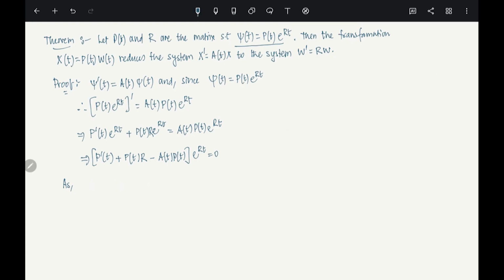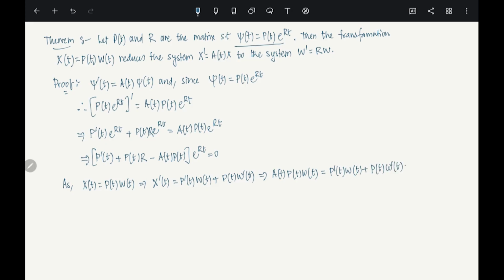So what I'm trying to say is this. x of t is P(t) times w(t), right? So what does that give us? x prime of t is nothing but P prime of t w(t) plus P(t) w prime of t. Now what does that imply? What is x prime of t? It's nothing but A(t) times x(t). x of t is nothing but P(t) times w(t). Clear? That is nothing but P prime of t w(t) plus P of t w prime of t. That's what we are going to get, right?